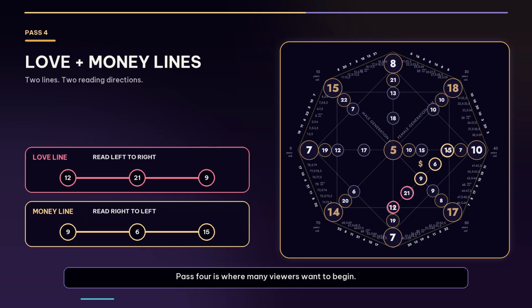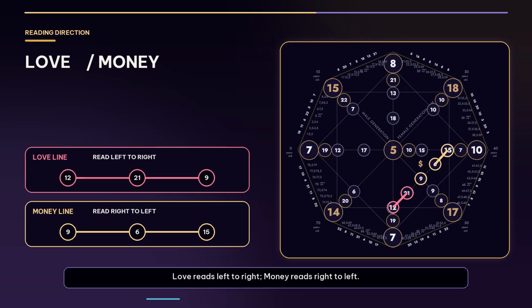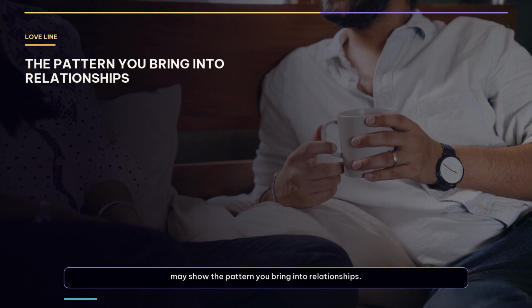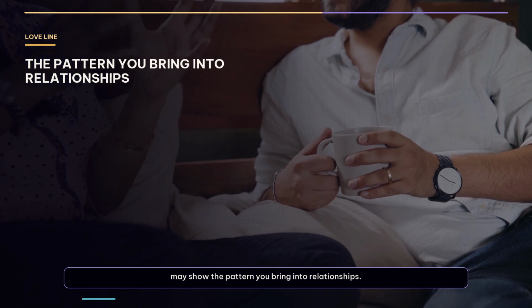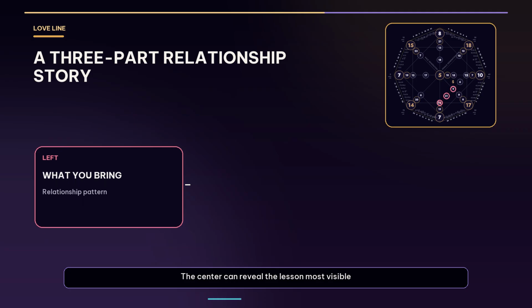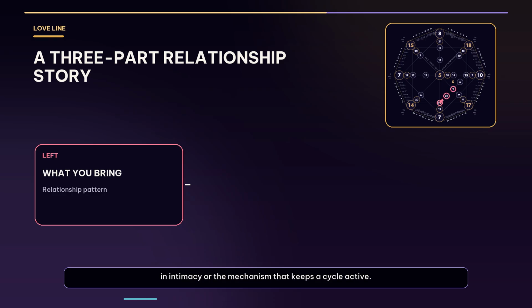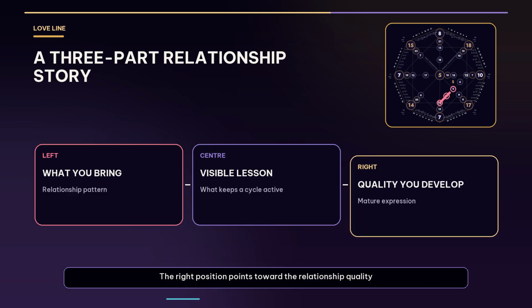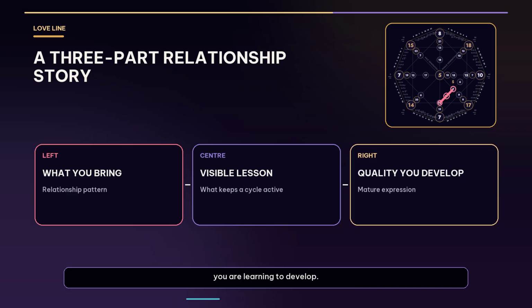Pass 4 is where many viewers want to begin, the love line and money line. But now, you have enough context to read them without turning them into fortune-telling. Love reads left to right, money reads right to left. On the love line, the left position may show the pattern you bring into relationships. The center can reveal the lesson most visible in intimacy, or the mechanism that keeps a cycle active. The right position points toward the relationship quality you are learning to develop.